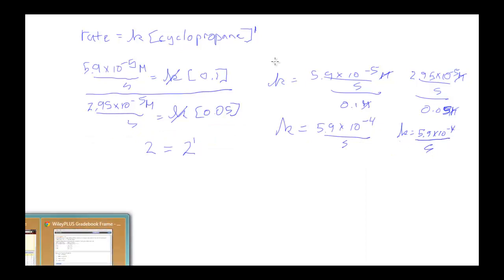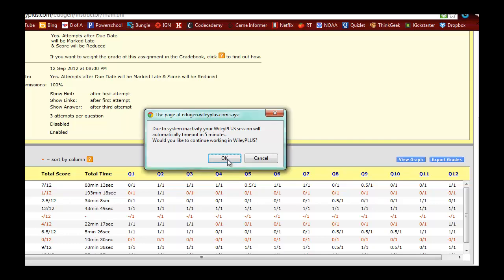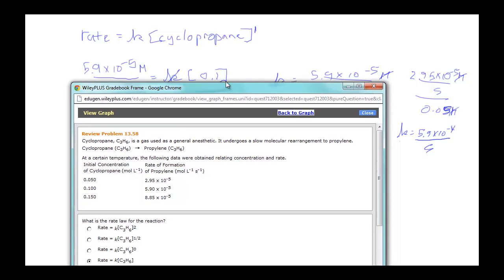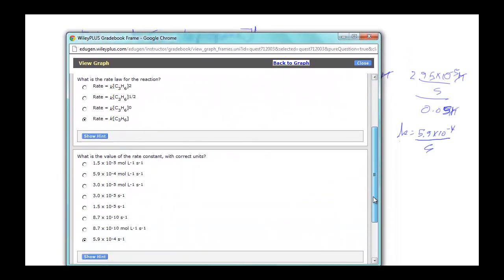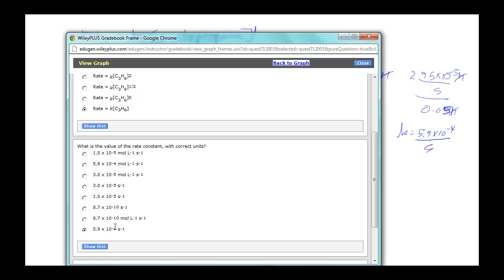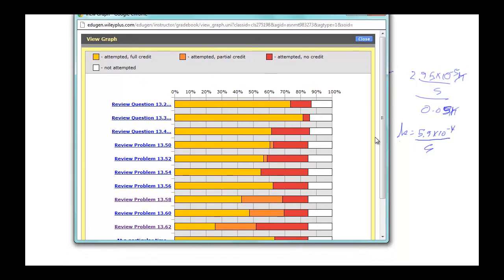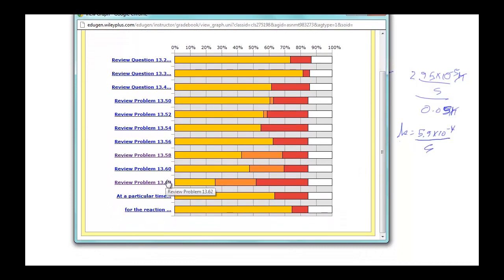Sorry about that. Okay, so the rate constant is 5.9 times 10 to the minus 4th reciprocal seconds. So that's the first one. The second one is going to be a little bit more complicated.